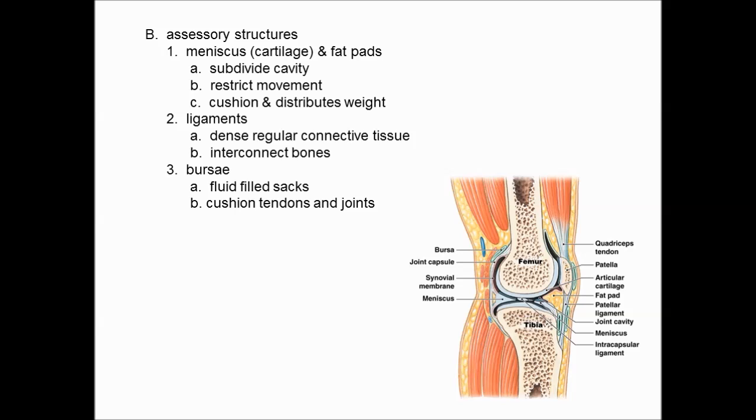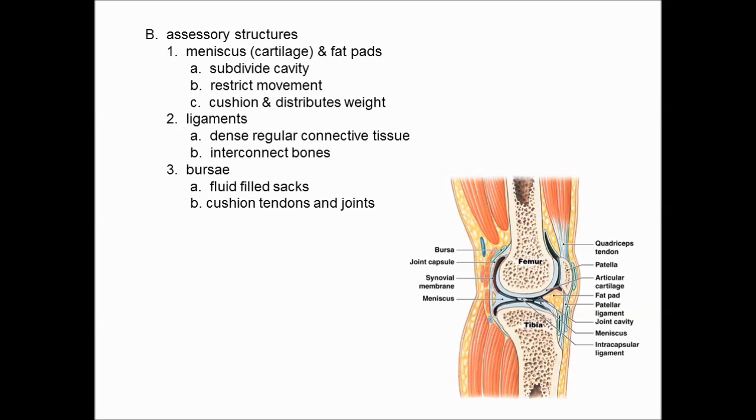Besides the joint capsule, the bones are held together by straps of regular connective tissue that go from one bone to another, called ligaments, that interconnect the bones. So there's a capsule around the whole structure, but then bands of regular connective tissue, like ropes, that tie the bones together. Depending on the type of joint, these can be quite complex.